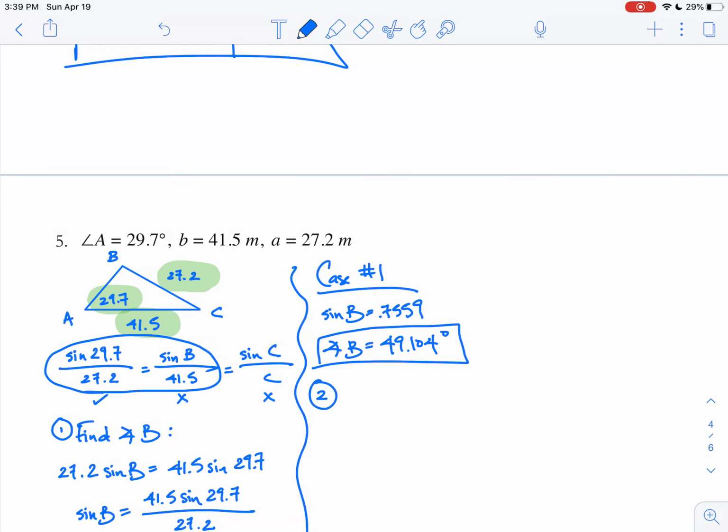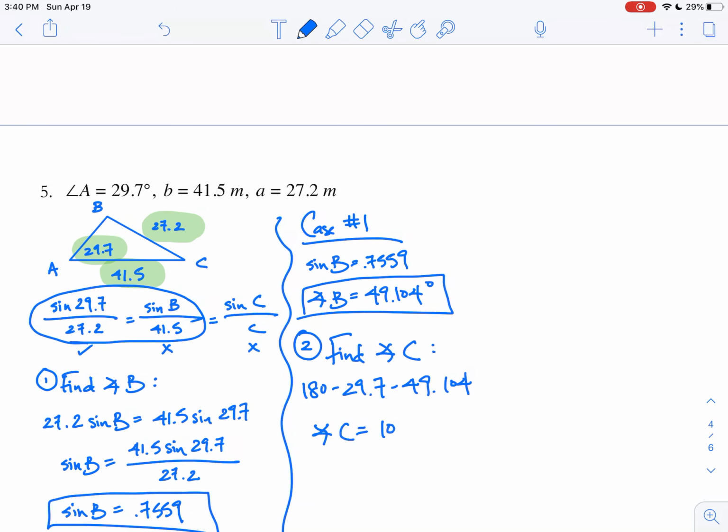Now, once we have angle B, we're going to go ahead and find the other angle. So we're going to find angle C, and I'm going to do that just by doing 180 minus the first angle minus the second angle. See what I get. And I'm going to get angle C to be about 101.196 degrees. Okay?